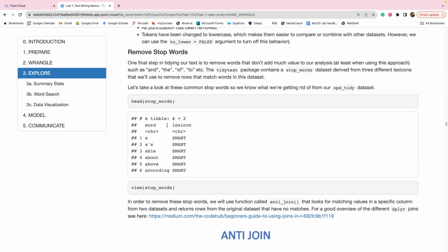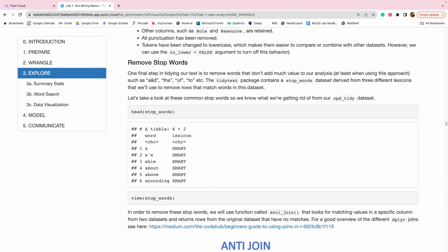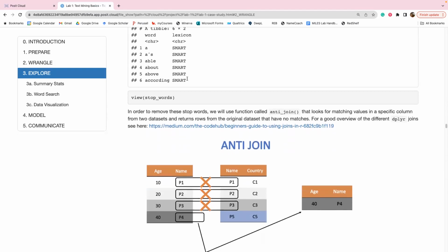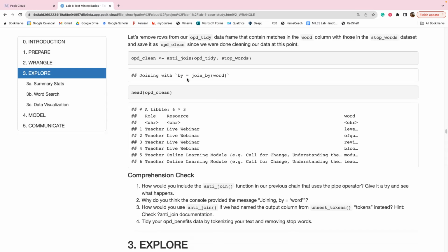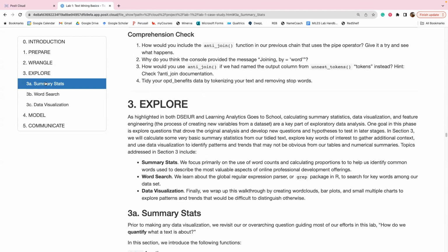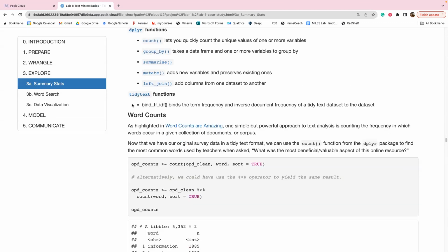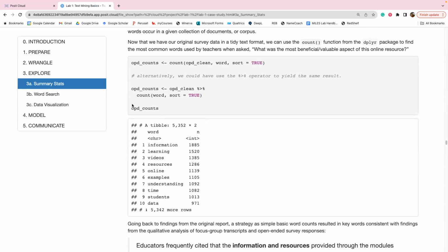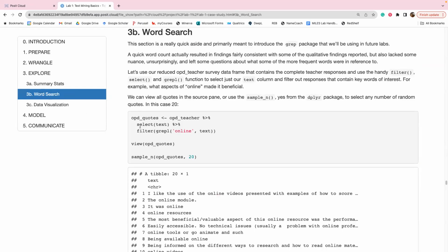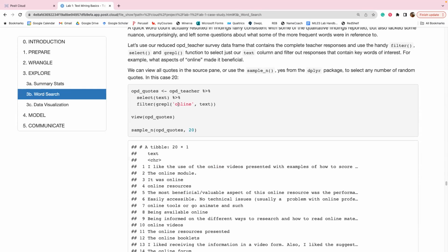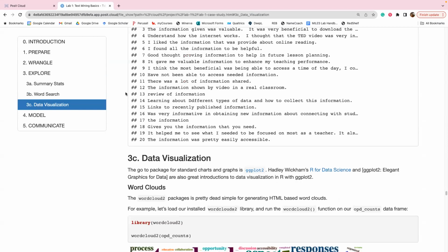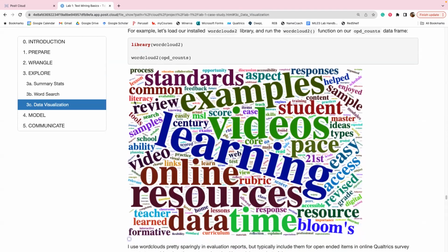Here's where they remove stop words. It gets rid of the and, the, of, etc. The anti-join. And so here, going down to the explore, is when they did the word counts. They can filter and search for different words. So you can filter online. And then a data visualization. So a very popular one is word clouds.